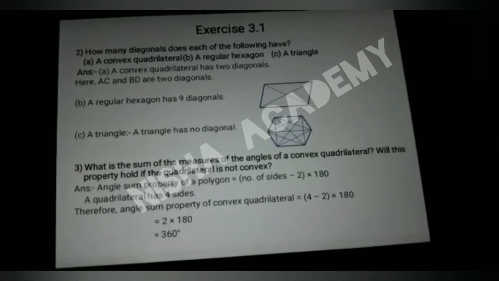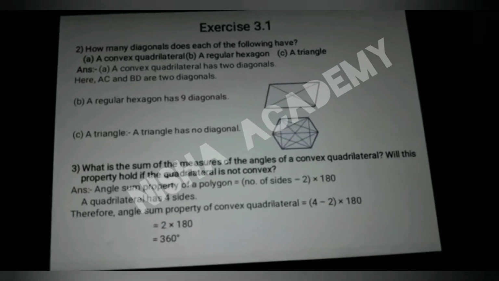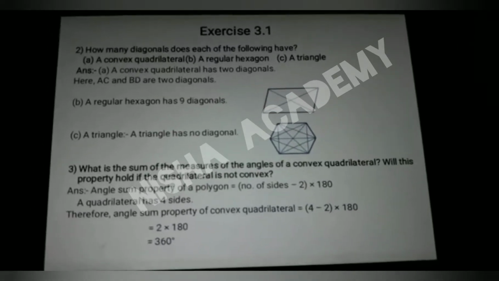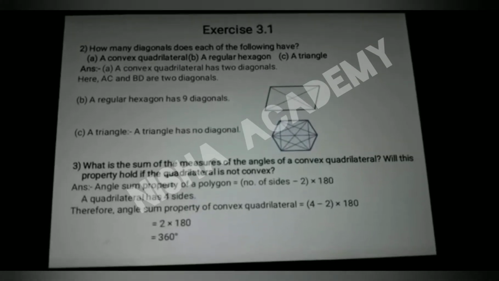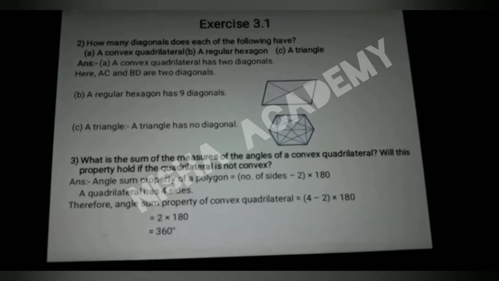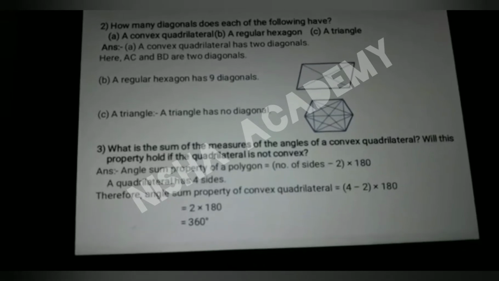Second question is how many diagonals does each of the following have? You have been asked: a convex quadrilateral, a regular hexagon and a triangle. Now to know how many diagonals there are, you need to draw the figure. Convex quadrilateral: quadrilateral means having 4 sides. Draw a quadrilateral and join the opposite points. Here you can see in the figure, I have drawn a quadrilateral and I have joined it oppositely.